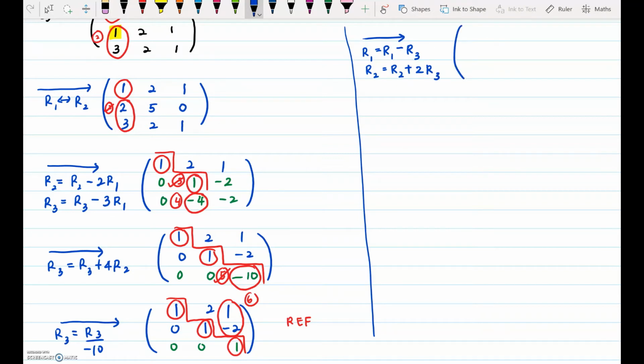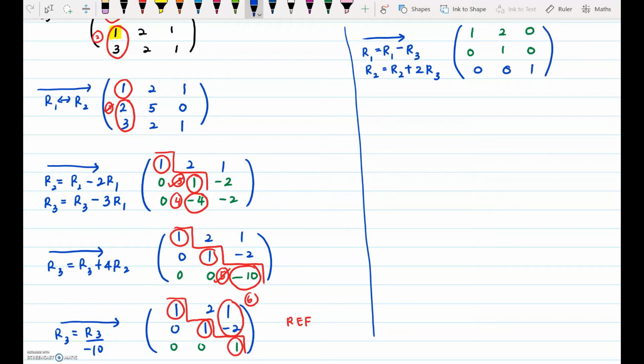So what will be our answer here? We will have 1 minus 0 is 1, 2 minus 0 is 2, so 1 minus 1 would be 0. Okay, and then second row you will have 0, 1, so -2 plus 2 will be 0, and the rest will be 0, 0, 1.